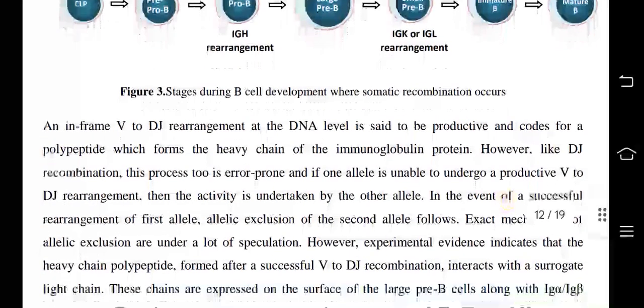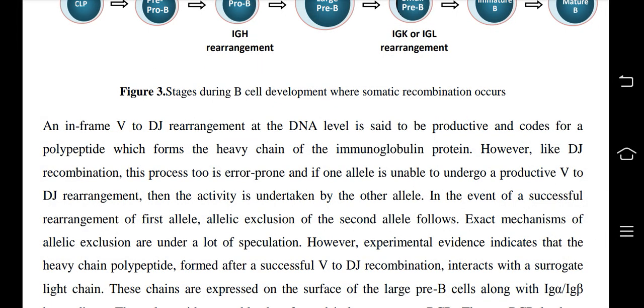An in-frame V to DJ rearrangement at the DNA level is said to be productive and codes for a peptide which forms the heavy chain of the immunoglobulin protein. However, like VJ recombination, this process too is error prone, and if one allele is unable to undergo a productive V to DJ rearrangement, then the activity is undertaken by the other allele. In the event of a successful rearrangement of the first allele, allelic exclusion of the second allele follows.